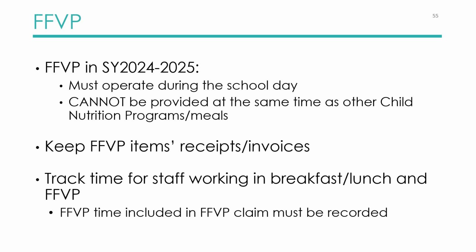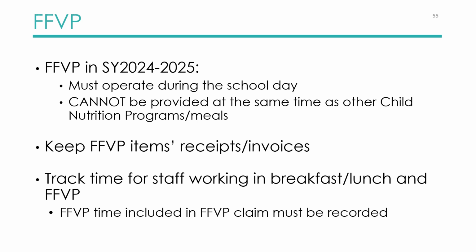For schools with sites approved to operate the Fresh Fruit Vegetable Program, or FFVP, in school year 24-25, keep a few important things in mind. The Fresh Fruit Vegetable Program must be operated during the school day, and the items offered through the program cannot be provided at the same time as other child nutrition programs or meals like the school breakfast or school lunch. Fresh fruit vegetable must be separate.